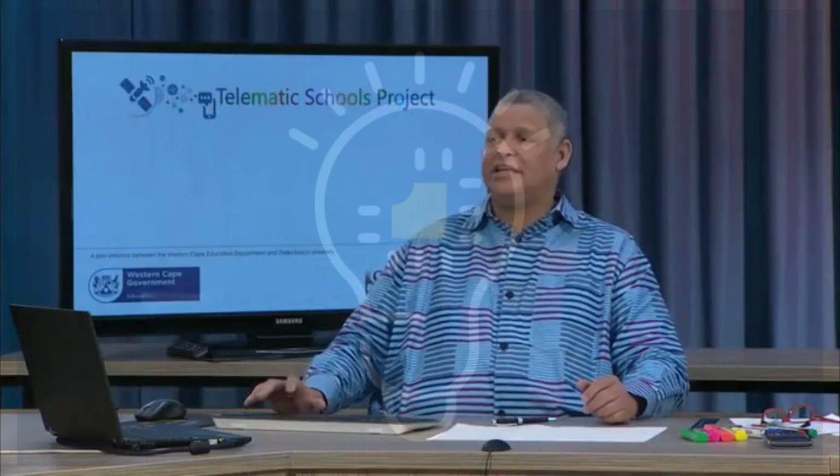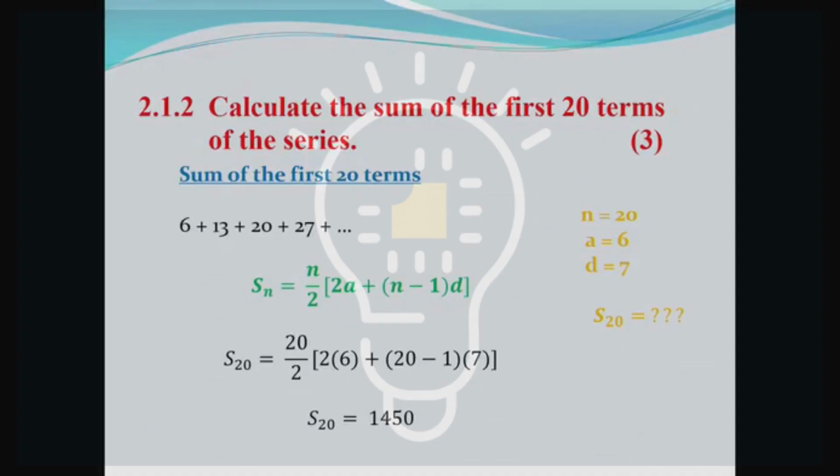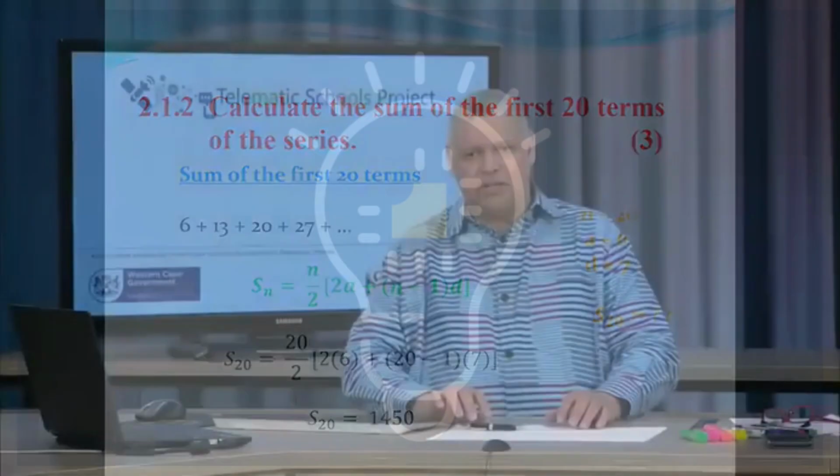So when we populate our formula shown in green, there we have all the numbers put into place. And if you do that on your calculator, you'll notice that the answer for the sum of 20 terms is none other than 1,450.